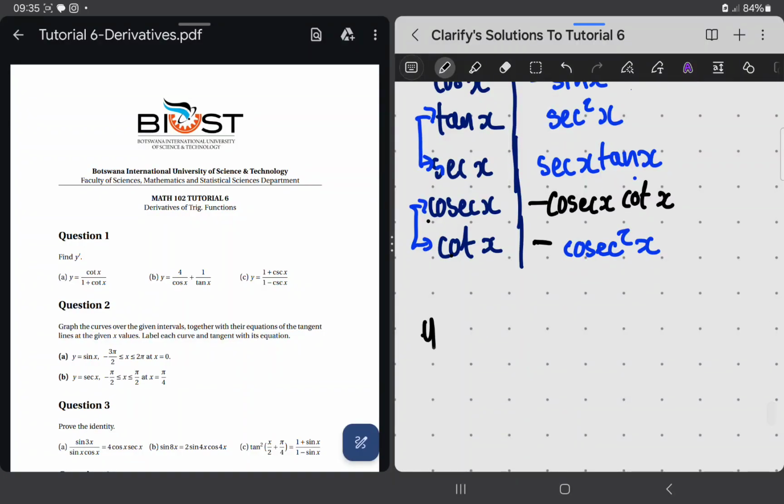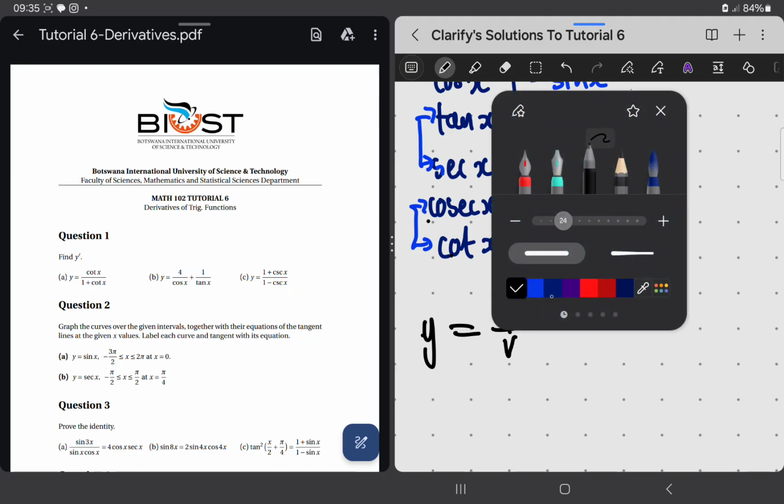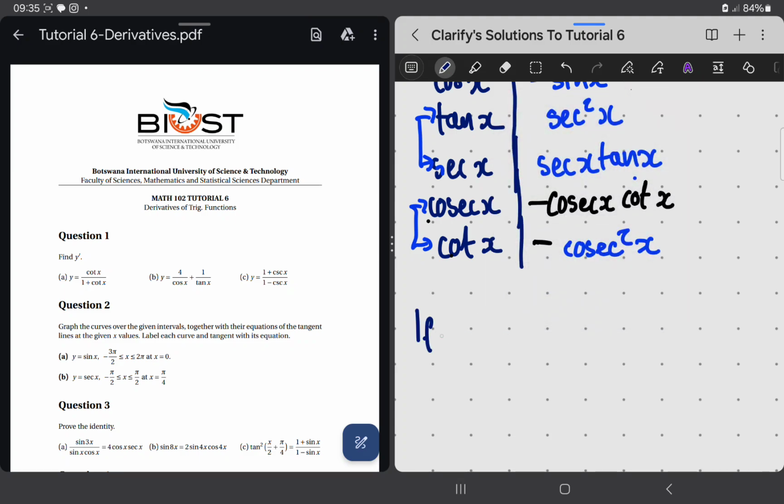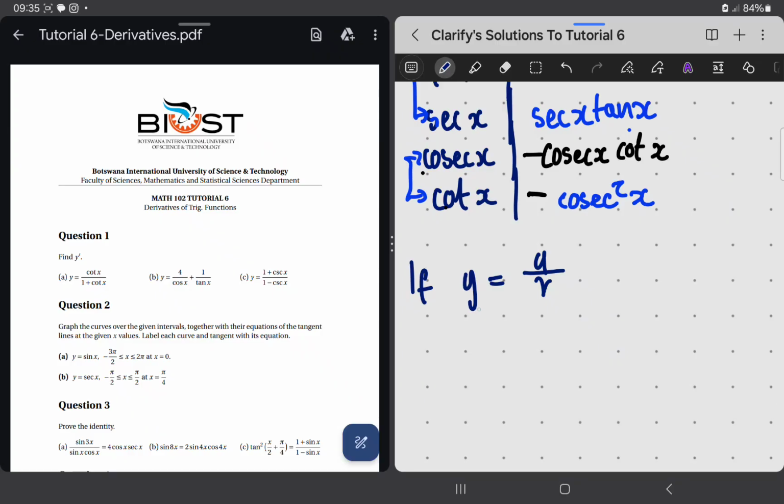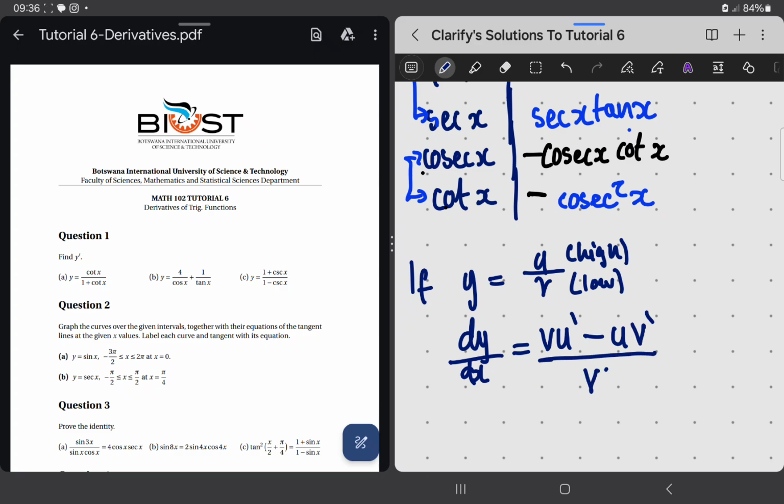Now, what is the other thing? We need to know the quotient rule. When you have two things dividing, if y is equal to u over v, that is two functions that are dividing, then how do I find my dy dx? My dy dx is equal to, remember, low d high, so it's v u prime, minus high d low, which is u, where u is the high because it's the one on top and v is the low, times v prime, the derivative of the bottom, over v squared, the square of the bottom.